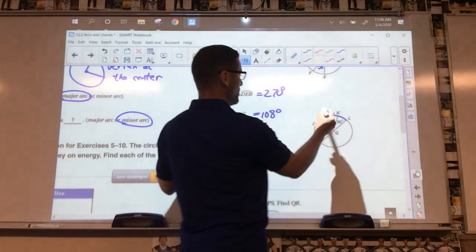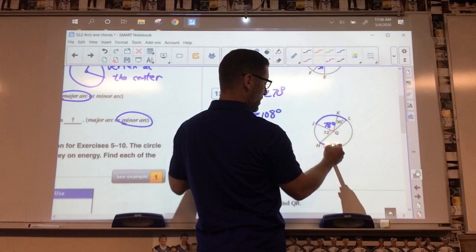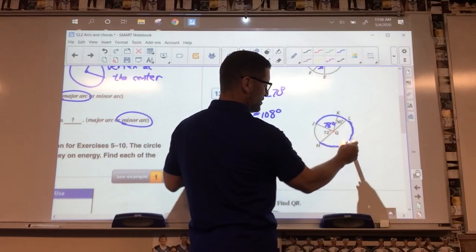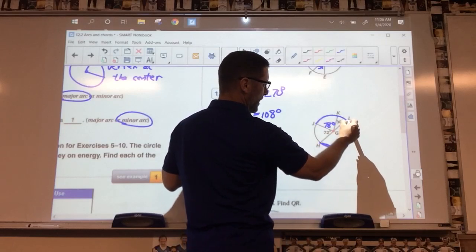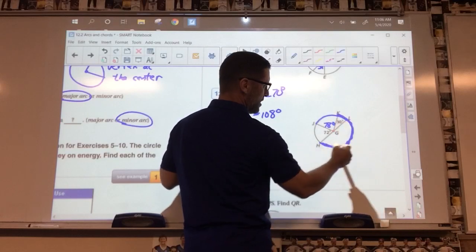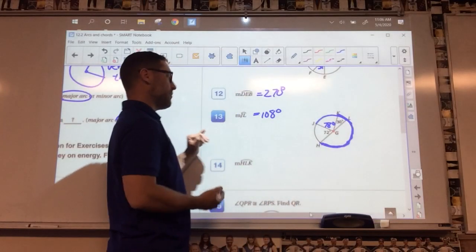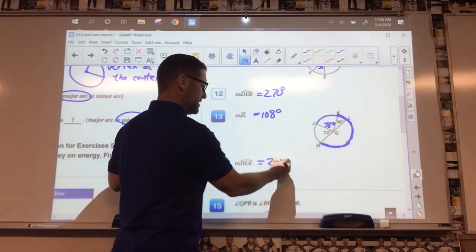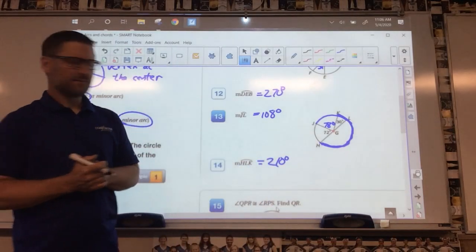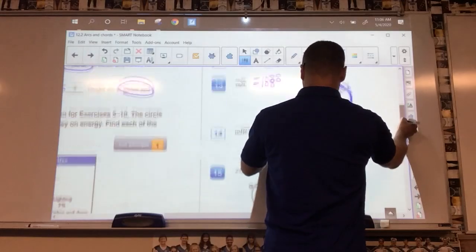HLK, start at H, go to L. Well, H to L is 180, and then that much more to K. 180 plus 30, it looks like, is 210 degrees. 210 degrees. Okay, a couple more.